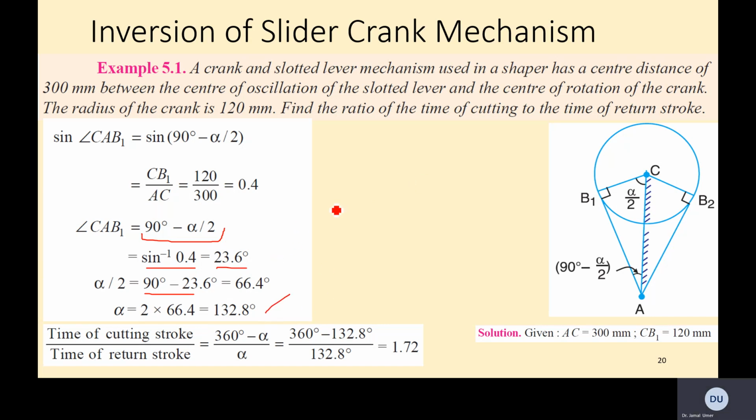Once you know your alpha, it's very straightforward. You just plug in to the equation for the time of cutting stroke over the time of return stroke. So you work out your alpha, plug in the numbers, and find the time ratio. What does this time ratio mean? The time taken by the cutting stroke is 1.72 times more than for the returning stroke. That is the conclusion.